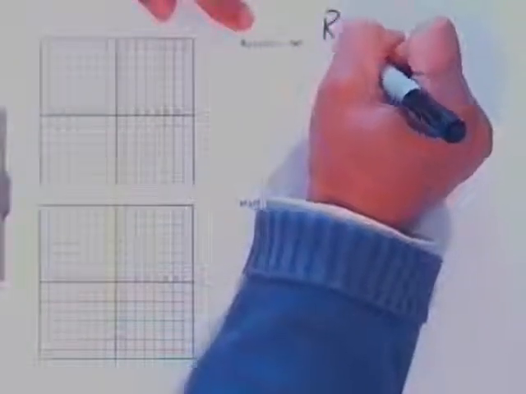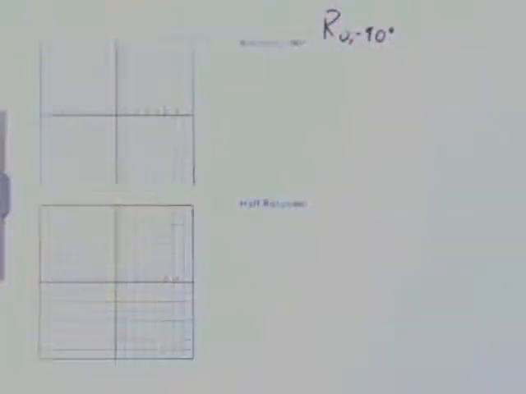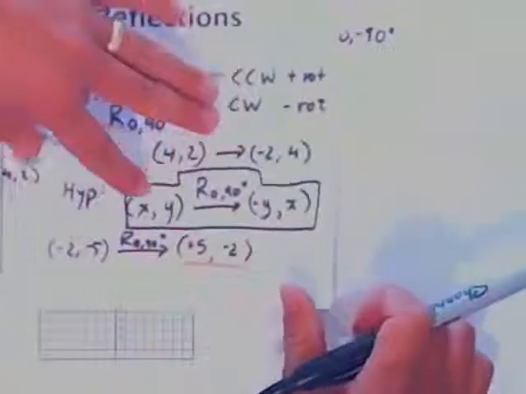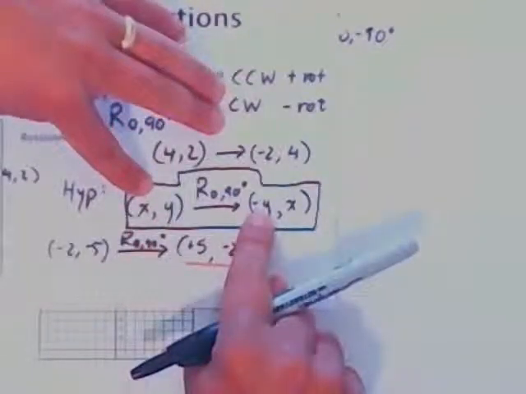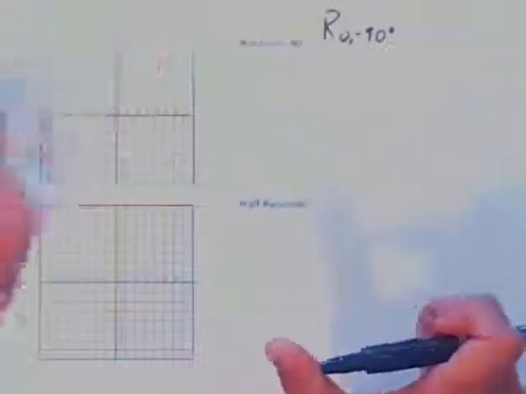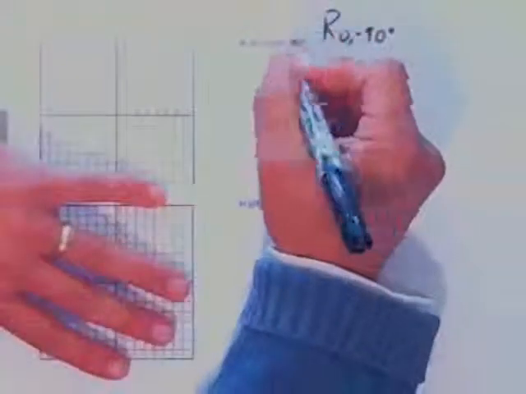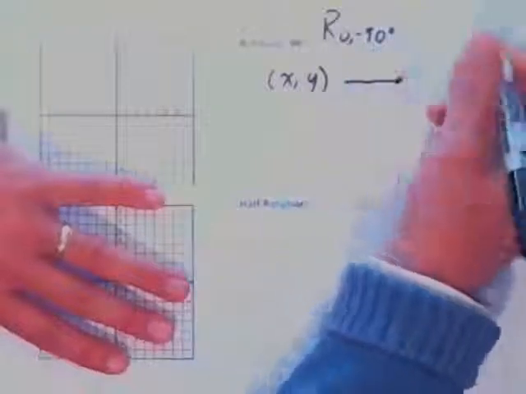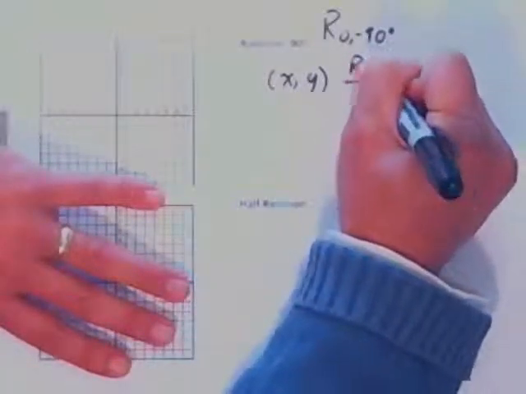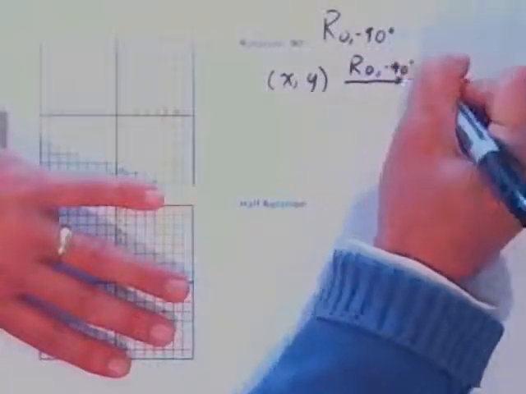So let's do the rotation about negative 90 degrees. Rotation about the origin of negative 90 degrees. Let's see what happens here. Our original statement says that if we rotate it about 90, we flip the x and the y and we change the sign on the y. So let's make a new hypothesis from here. We're going to create a point, x comma y. We're going to rotate it about the origin, negative 90 degrees.